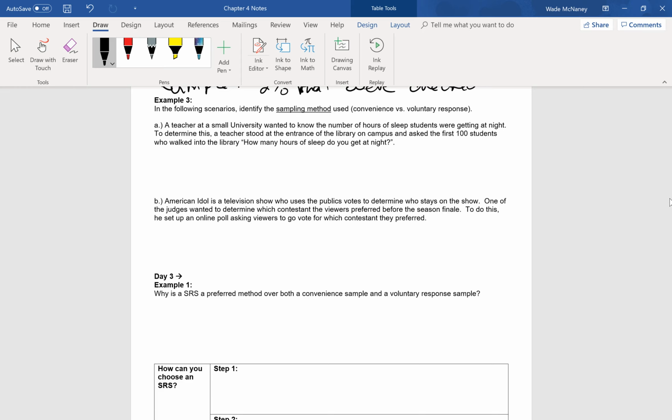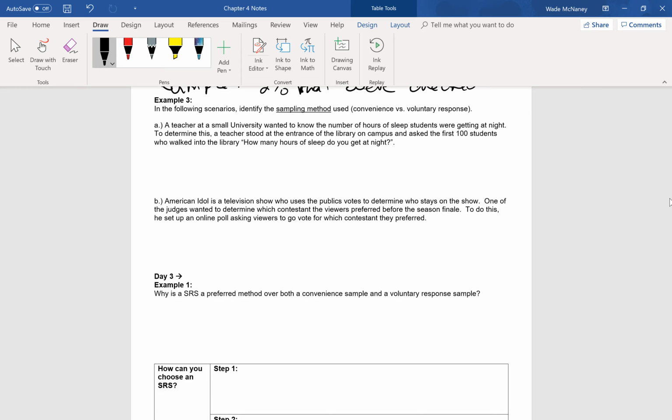Now we're trying to identify what type of sampling method was used. Convenience versus voluntary versus SRS versus whatever. And so we're going to read these and try to figure this out. A teacher at a small university wanted to know the number of hours of sleep students were getting at night. To determine this, a teacher stood at the entrance of the library on the campus and asked the first 100 students who walked into the library, how many hours of sleep do you get at night?